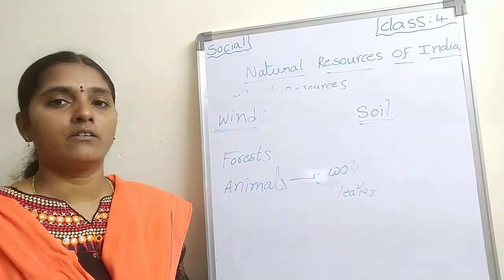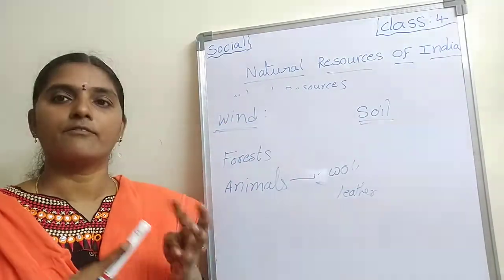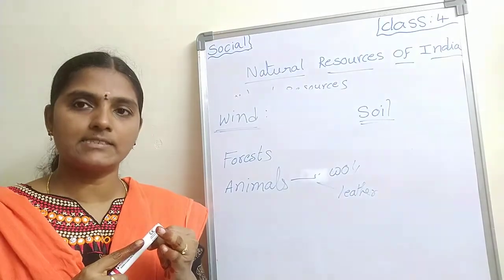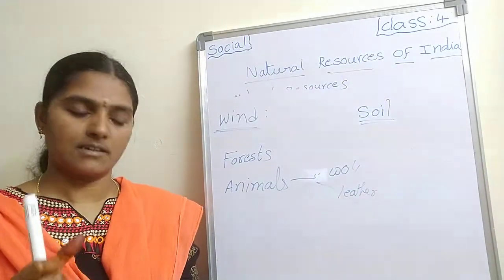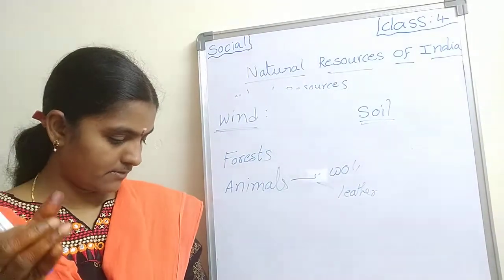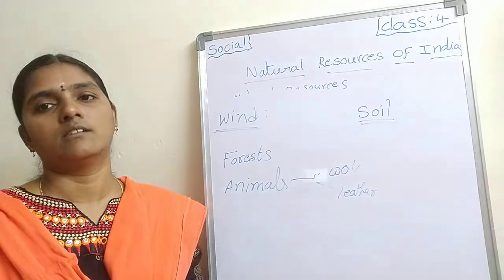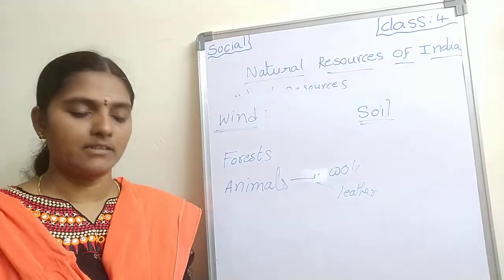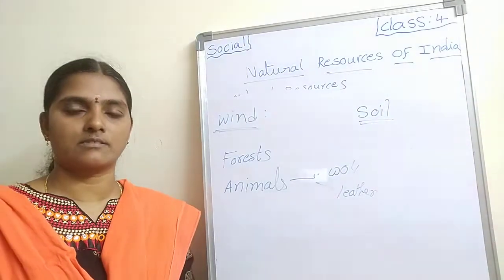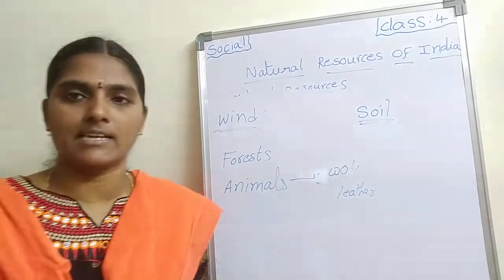Understood? Renewable resources: air, water, sunlight, forests, animals, wind, and soil. Yes, these are renewable resources. Next, non-renewable resources. Non-renewable resources topic I will explain next class.